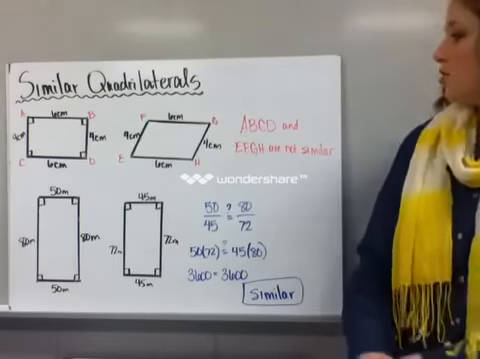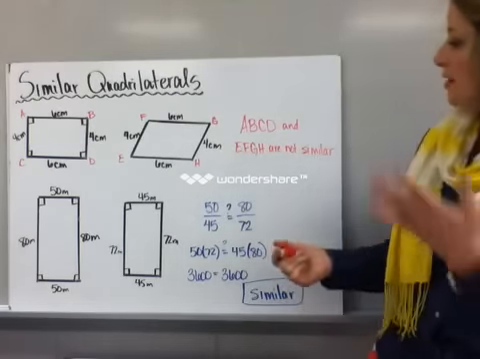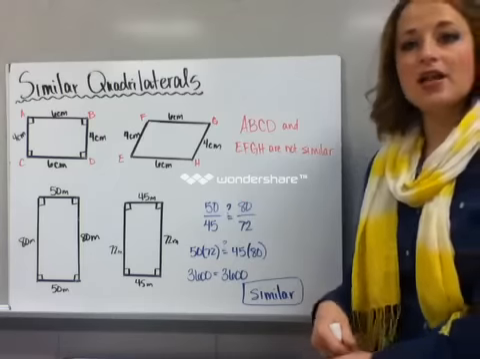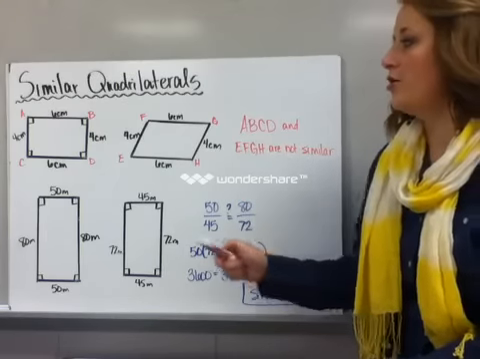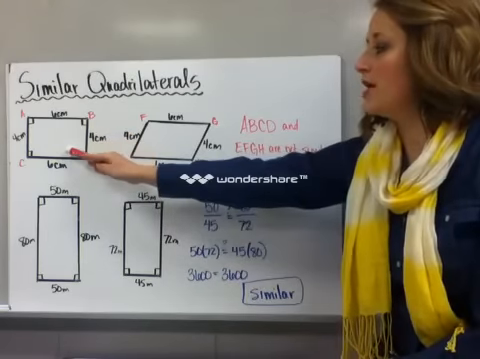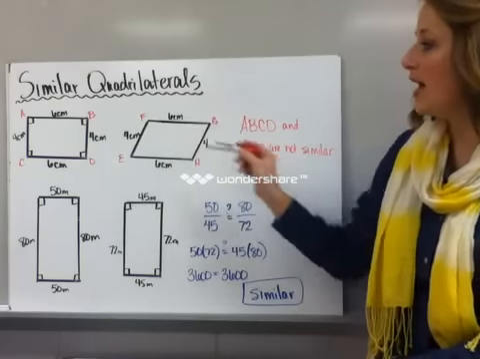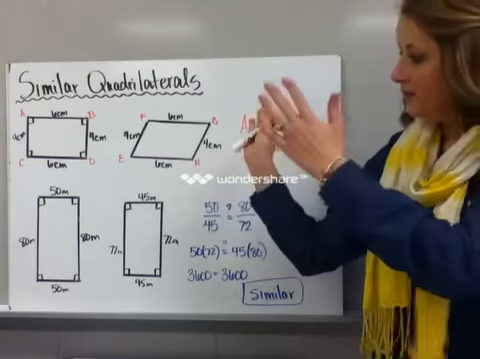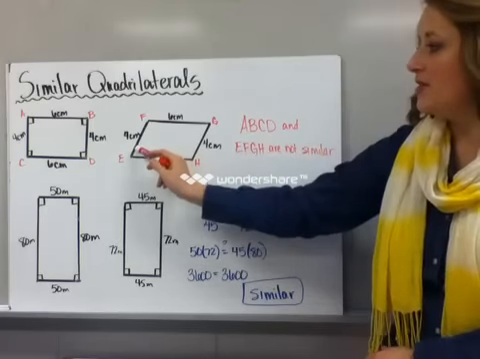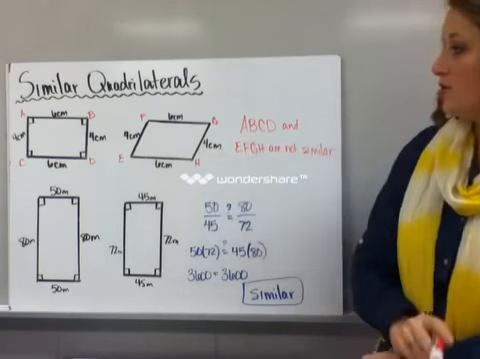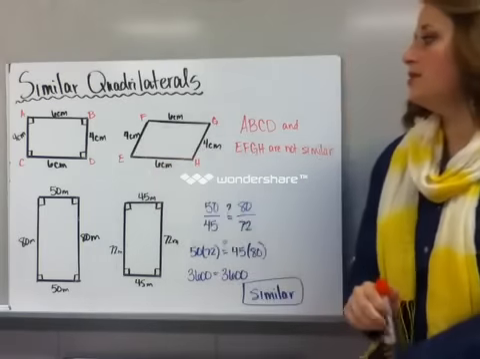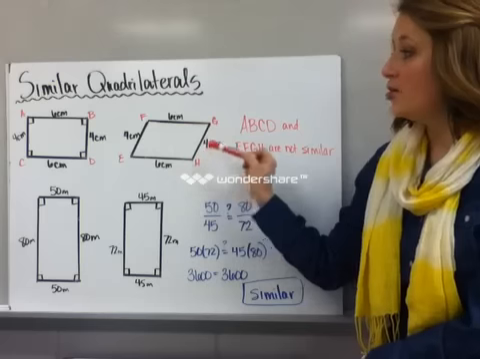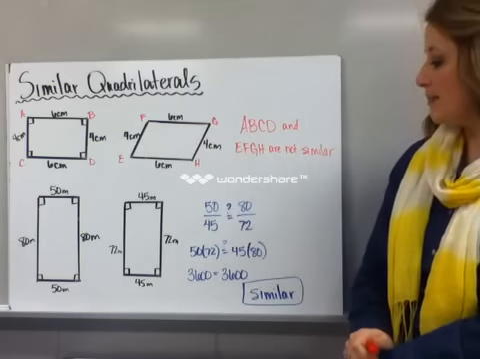For similar quadrilaterals, you do the same thing. These two are not similar. I can tell that by looking at them because their angles are not congruent. Quadrilateral ABCD has 90-degree angles. FGEH is a parallelogram, so this angle is less than 90 and this one is larger than 90 degrees. So you have an acute and an obtuse angle. So they are not similar even though their side measurements are the same. So keep that in mind.